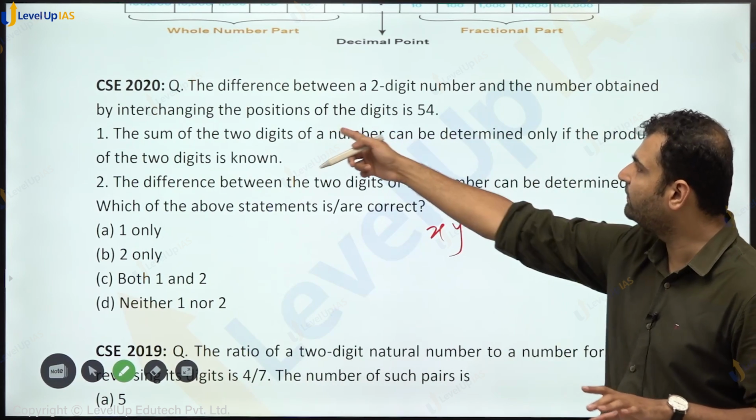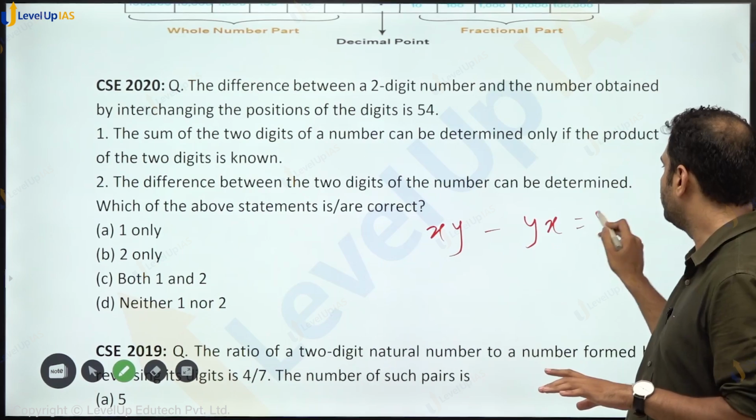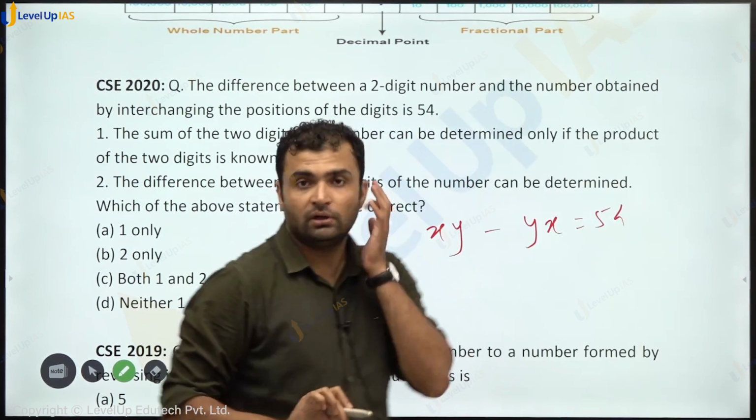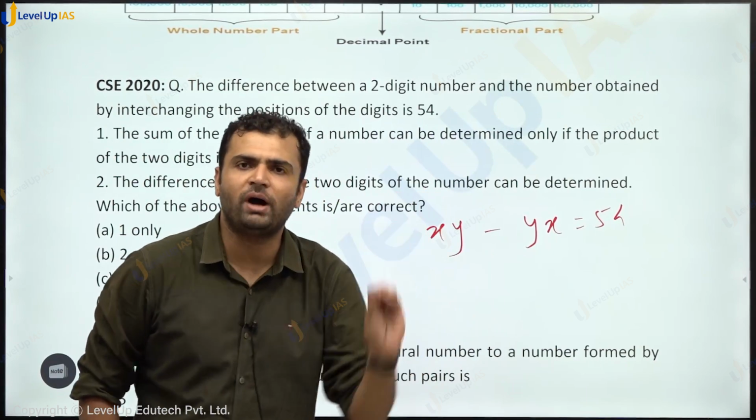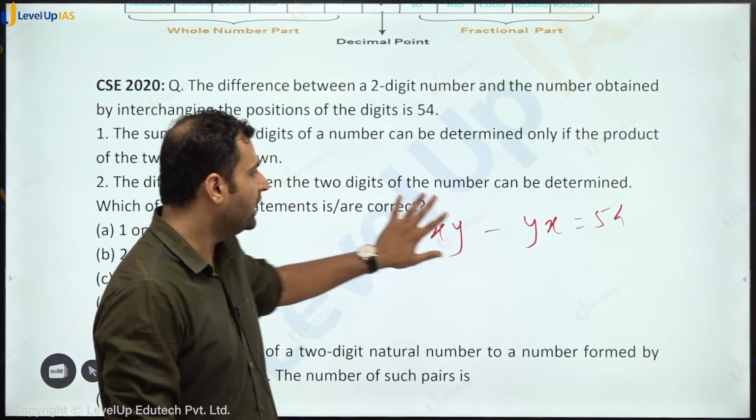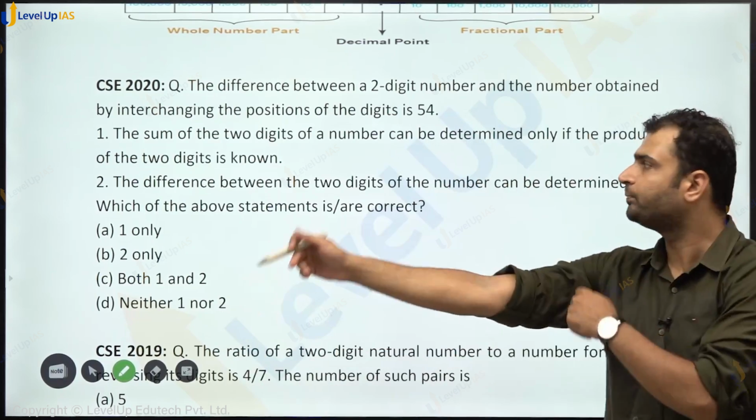They are saying that the difference between them is 54. This is what is given to us. Now this might look dangerous, but if we simply expand this using our place values, it all becomes simple. Let me show you how.